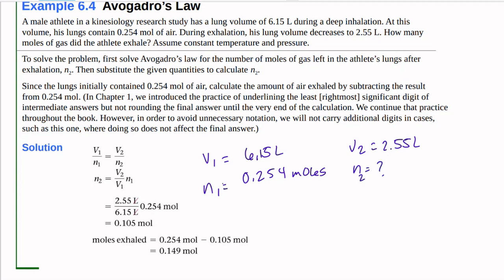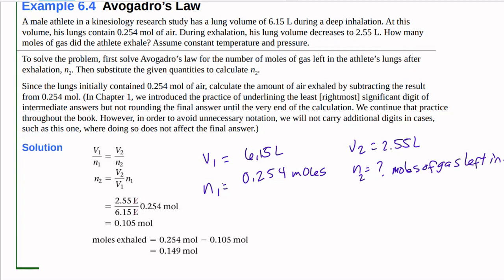Okay, but we were told basically how many moles of gas did the athlete exhale, not how many moles of gas do his lungs now contain. Okay, so the N2 isn't going to give us the direct answer. What is N2? It's the number of moles of gas left in his lungs.